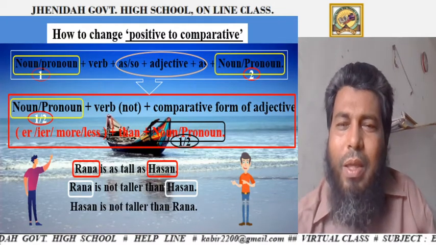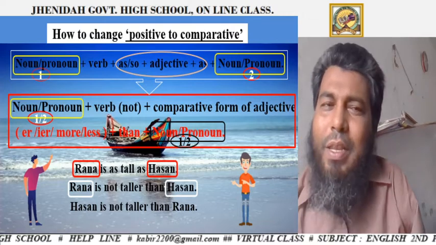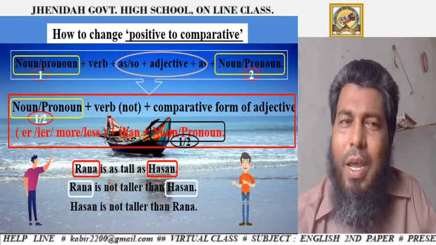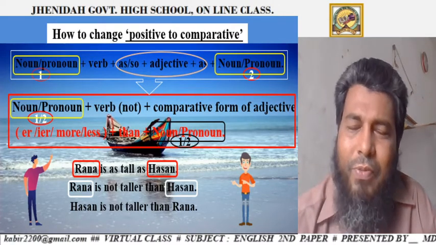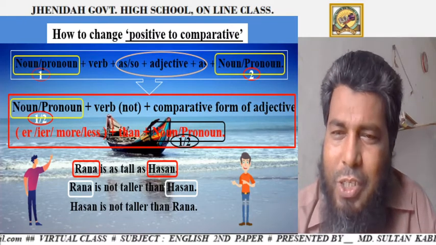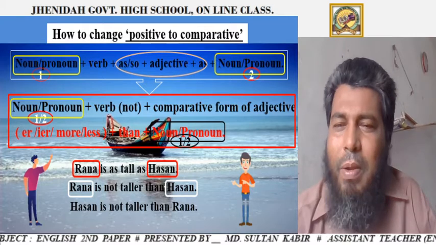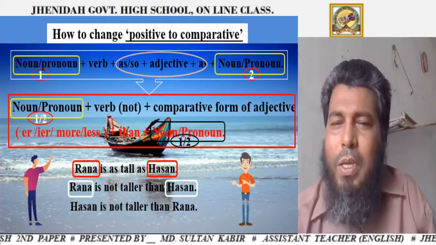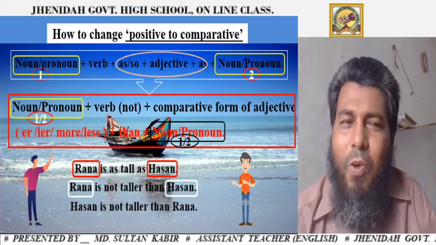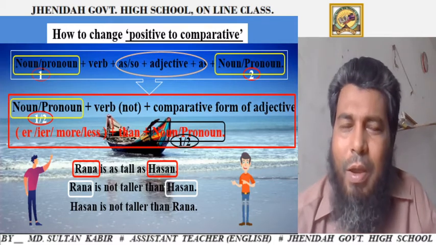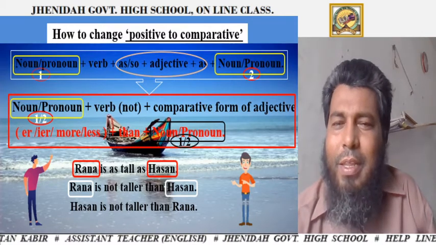The way Hassan at the beginning, that means the last noun or pronoun can be inserted at the beginning, and then the verb is, and there is no not here, so that's why we must add not with the verb. Okay, so Hassan is not, and the comparative form of tall, taller, after taller then the first noun Ran.